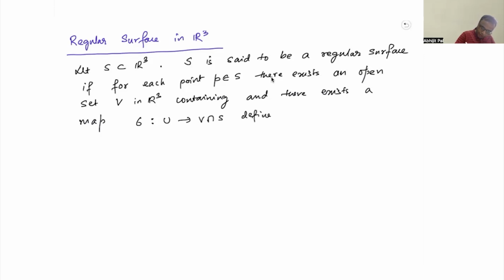So the sigma is defined on an open set U of R2. Sorry, this is R2. Such that the following holds.